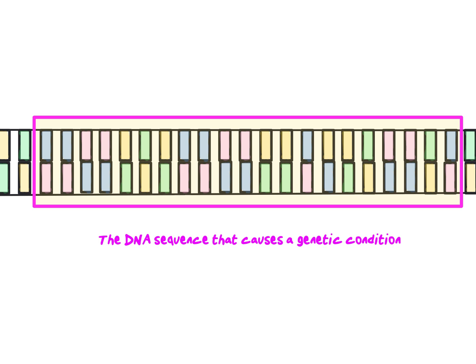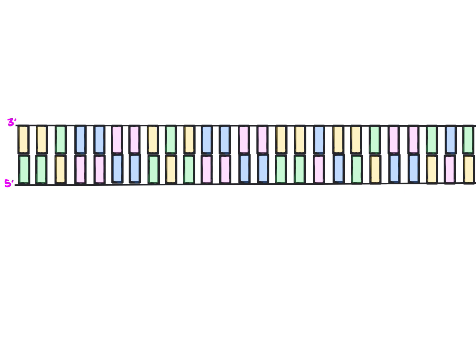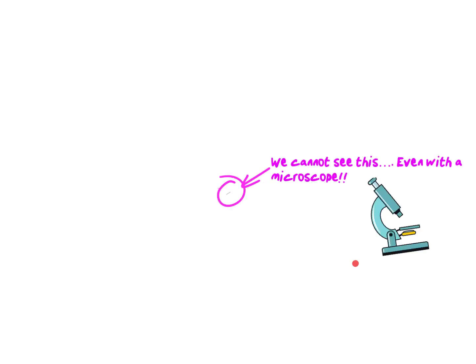We're going to start off simply by looking at a monogenic condition, which is a condition caused by a single gene. So this is a sequence of DNA that causes a genetic condition. So we have the section of DNA we're looking at in this example. It's small. It's really, really small. Okay, so DNA is small. We can't see it with a microscope. So how do we go about visualizing this section of DNA?